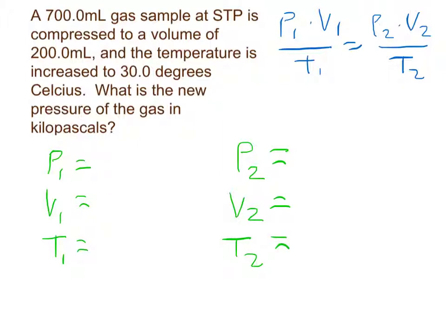Reading the problem over, we can find the initial pressure, volume, and temperature. It states a 700 milliliter gas sample at STP is compressed. So the initial conditions are the volume is 700 milliliters. The temperature and pressure are at STP. So what does that mean? Well, the pressure is 1 atmosphere at STP, and the temperature is 0 degrees Celsius. So let's fill in this data now.